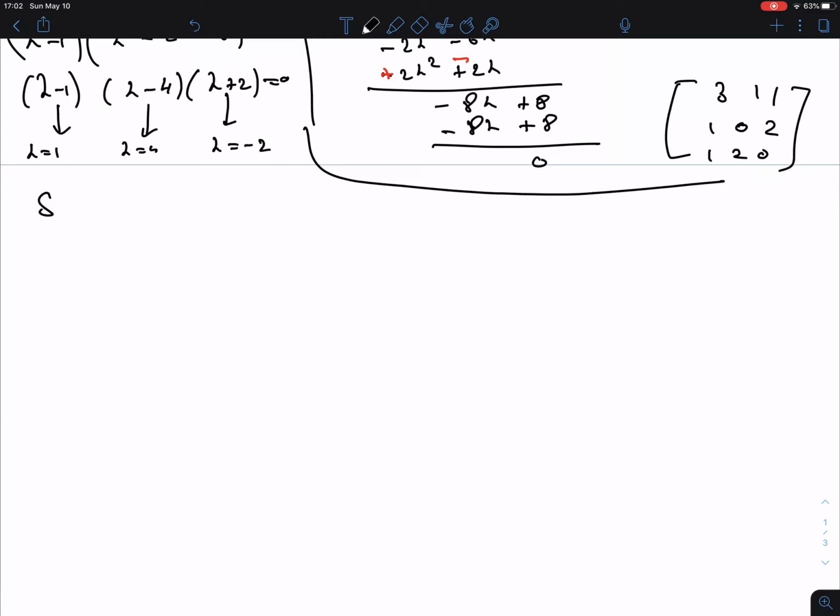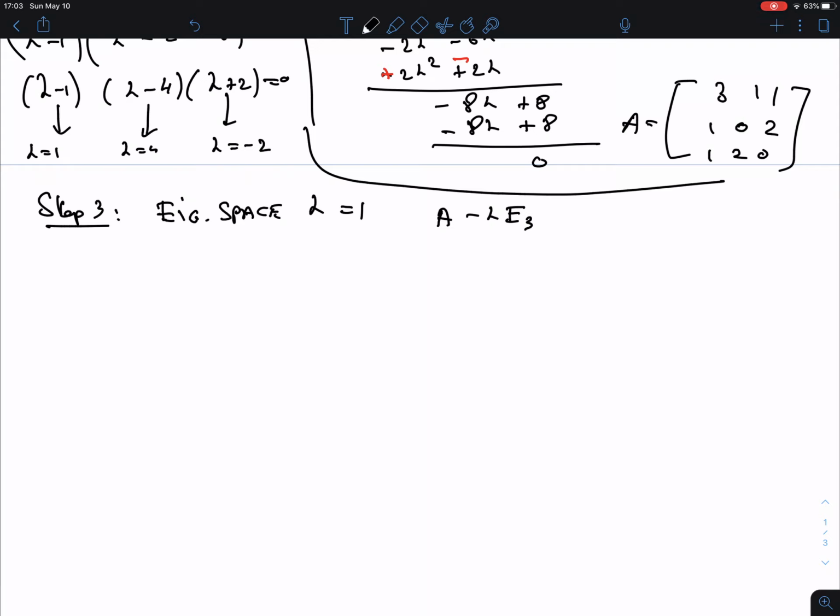Okay, so now step 3, the eigenspaces. Well, let's start with lambda equals 1. That means we're going to subtract lambda. I don't write it that often, but this is really what we do, right? We have to look at this matrix and find its null space. Find a basis for its null space.